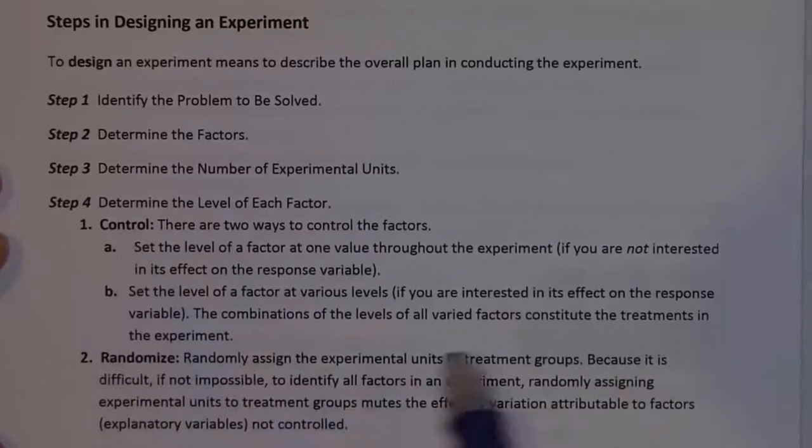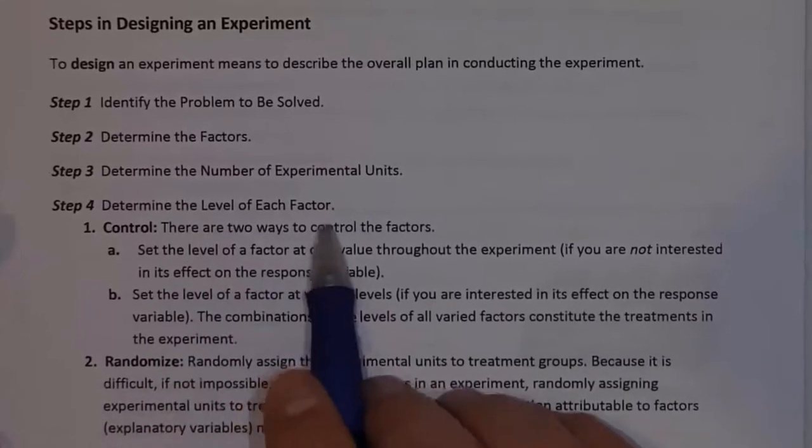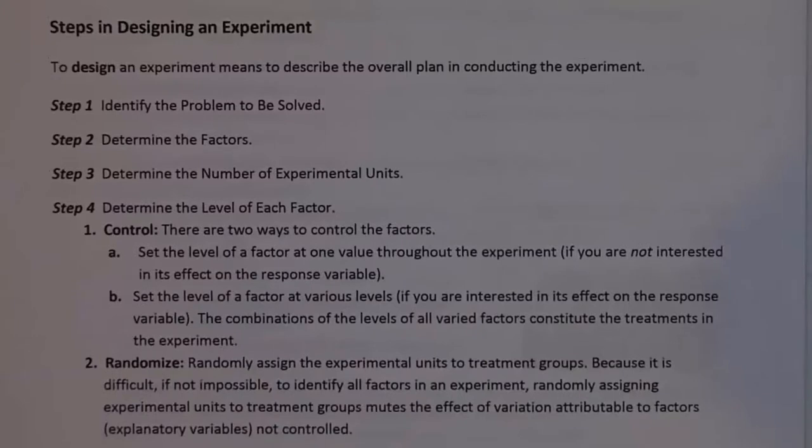Now, step 4, determine the level of each factor. How are we going to deal with the different explanatory variables? One of two things. We can either control the explanatory variable or we can randomize the explanatory variable. So what in the world do I mean by that? Like if I'm testing my medication, I can control who's getting the medication and who's not getting the medication, and I can control how much medication they're receiving.